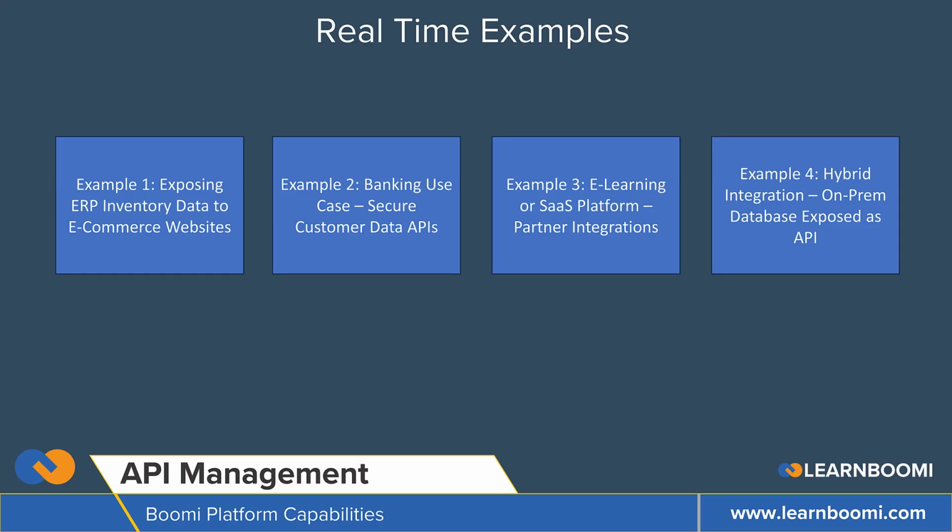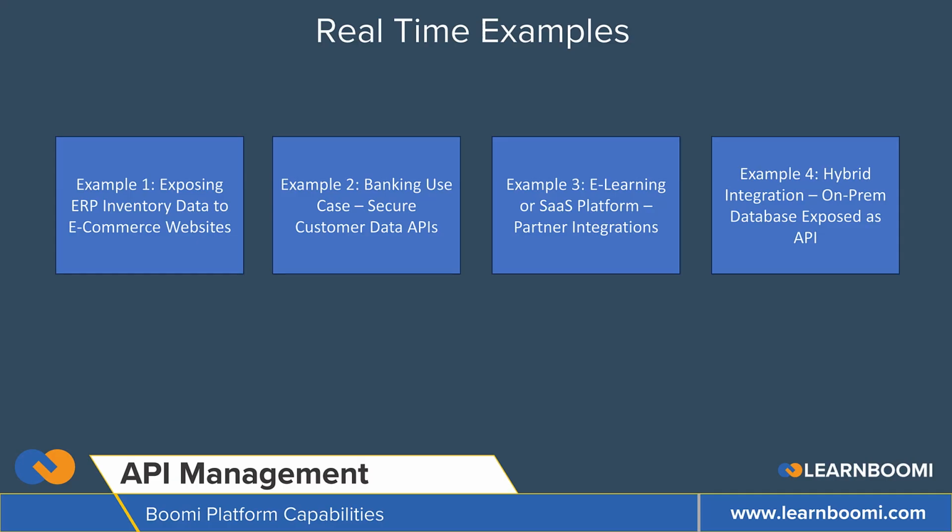Another example is the banking use case, where you can securely access customer data via the API. A bank wants to expose account balance and transaction history to its mobile app. So Boomi provides OAuth authentication, TLS encryption, monitoring, version control, and a highly secured API gateway, which ensures regulated and controlled API access for financial institutions as well.